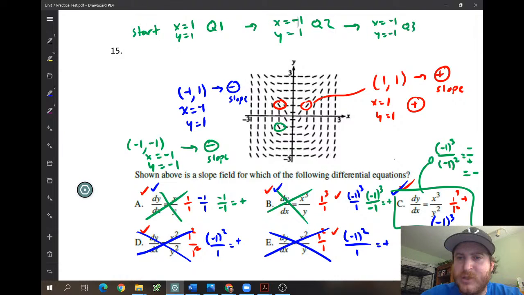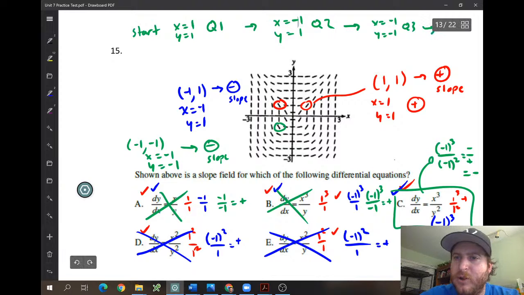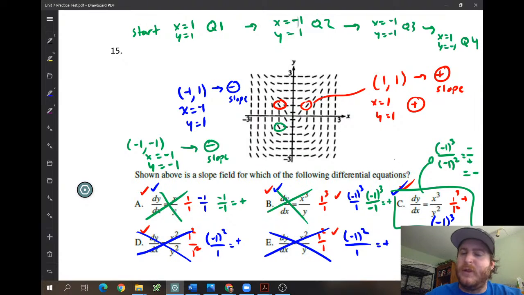But if you still had 2 remaining, then go to x equals 1 and y equals negative 1, which is quadrant 4, right? In this case, my quadrant 4 should have been positive. And that really should be enough. I've never ever seen a question where if you did 1 point from each quadrant, you couldn't determine an answer.